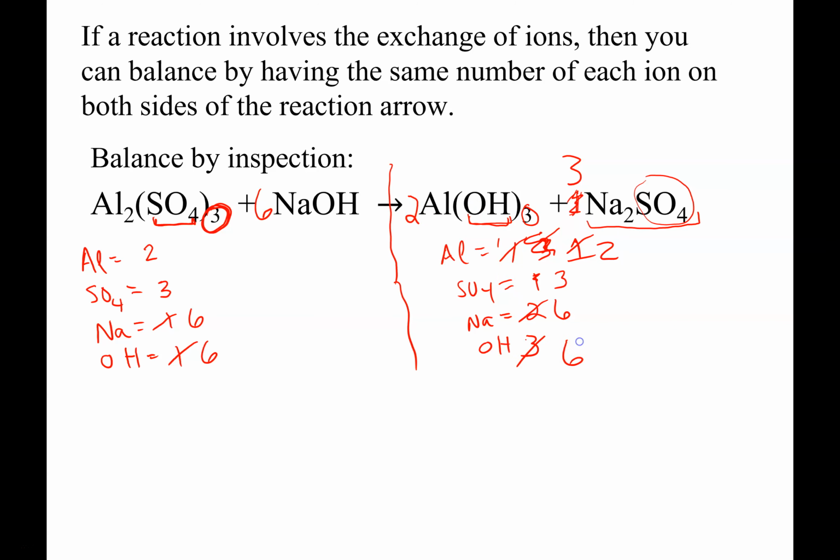6. Now, to me, I got OHs, NAs, SO4s, and ALs. So we did it. Usually when I do this, I start at a different place, and then I have to go back and fix it. You might be wondering, how would I know SO4 and how do I know OH? Well, you will know when we get to that in Chem 1. But for now, I just want to point it out.